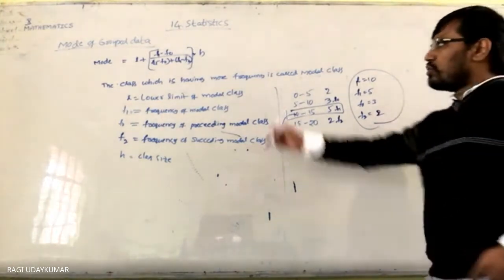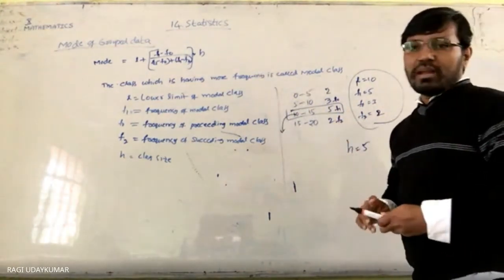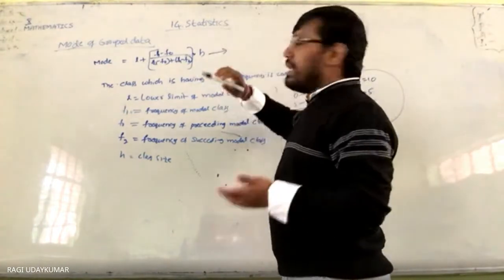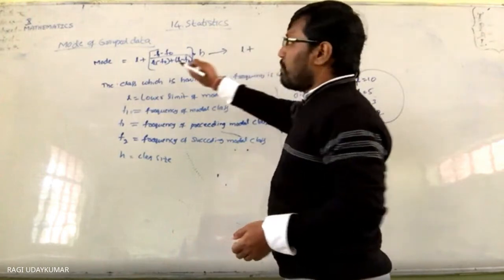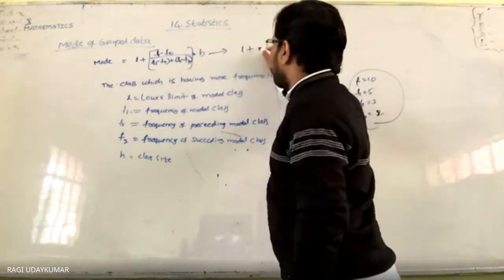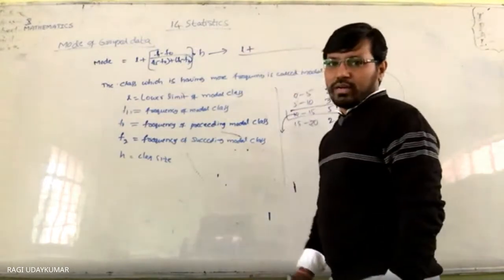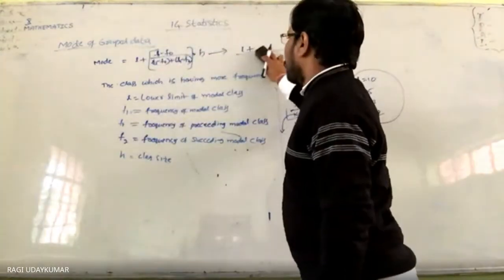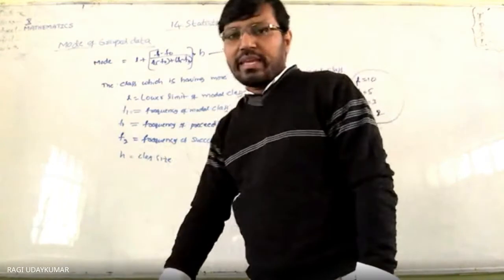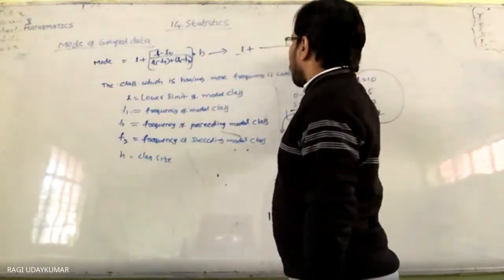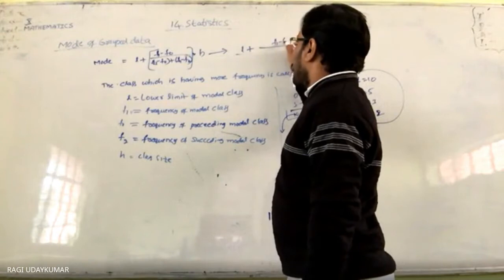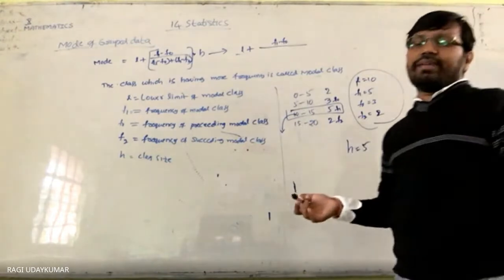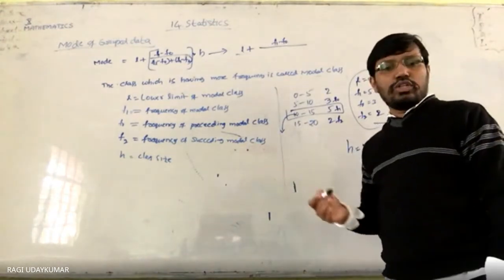These values you have to substitute in the formula. The formula can sometimes be given in another way, reformed. After writing L plus, the L should be a separate term, so to avoid confusion, draw a line after L and write F1 minus F0 on top. How do we remember it? F1 is the frequency of the class having the highest frequency. That only should be taken into consideration.